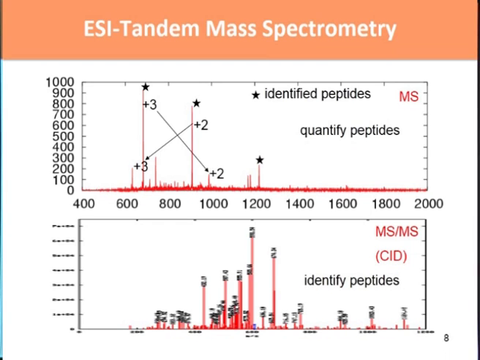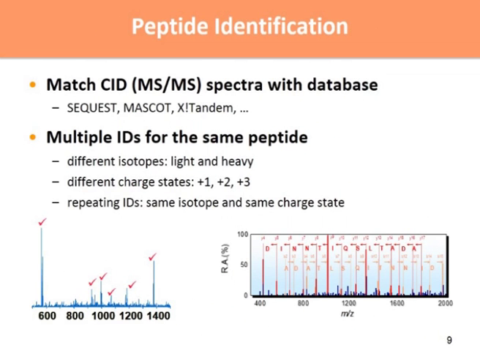In order to quantify peptides, it would help us if we can find all of these ionized states. Just to remind you, for peptide identification, you match the CID MS/MS spectrum with the database. You could have multiple IDs for the same peptide. So different isotopes, light and heavy. If you have a SILAC label, for example, you could identify the peptide in either or both of those states. You could have different charge states, 1, 2, 3, 4, etc. Or you can have repeating IDs. So the same peptide ion with the same modifications could give you multiple spectra for the same charge state. And so you want to try to use all this information to quantify.